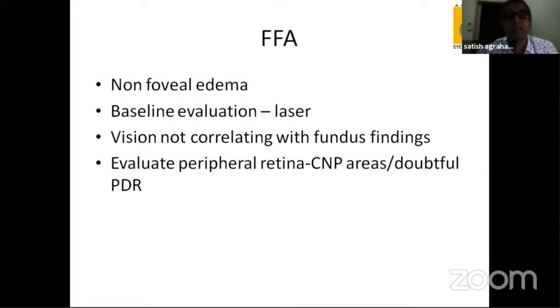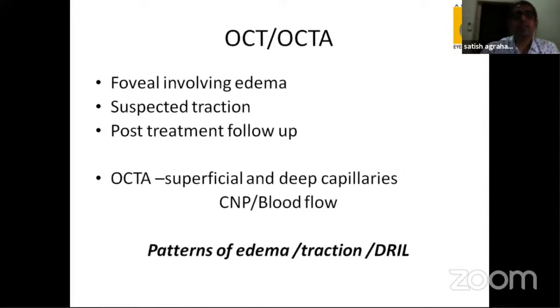In another condition where the vision is not correlating with the fundal findings, and you want to rule out an ischemia in the macula, FFA still has a very useful role. And in conditions where you want to assess the peripheral capillary non-perfusion areas, or in doubtful PDRs, FFA has a wonderful use. So once you identify a patient with a foveal involving edema, I think OCT is a must. Then if you suspect a traction, OCT is a must.